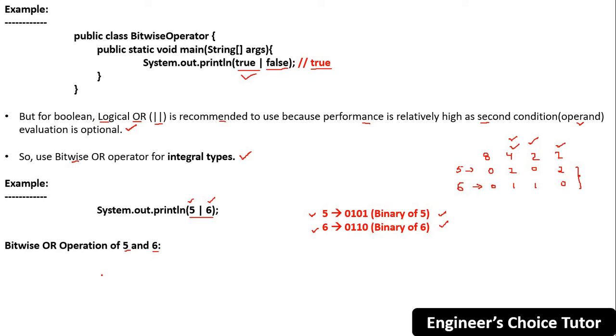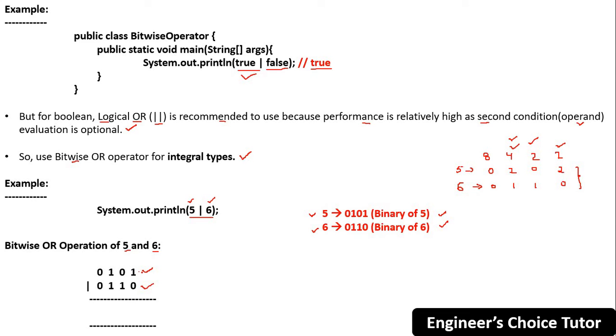So now what is the binary of 5? Write that. And what is the binary of 6? Write it here. And you have to perform the operation bit by bit. You have to perform the bitwise OR operation bit by bit. Fine. So you remember the rule? It returns 1 if at least one of the operands is 1. Fine, one of the operands is 1.